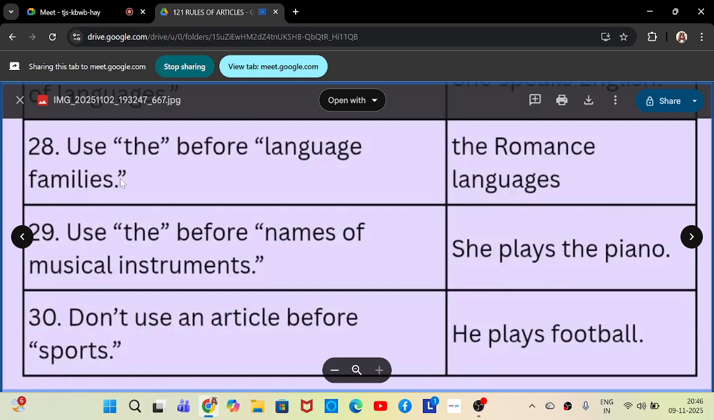Okay. We know there are lots of sports, but you should not use any article before a sport name. For example, we don't say he plays the football. He plays football is the correct one. I can say I play badminton, not I play the badminton. Right?